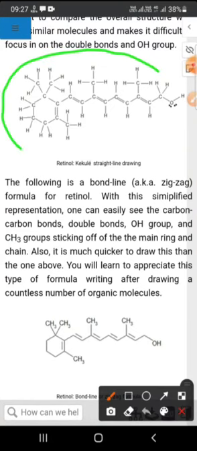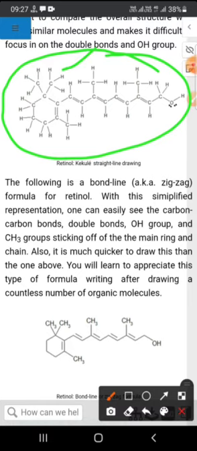This structure is named retinol, and its structure is like this. Single bond, double bond, carbon-carbon double bond, carbon-carbon single bond, carbon-hydrogen bonds are written like this in a simple way, but we have to make it in a zigzag way. So a zigzag structure is like this.